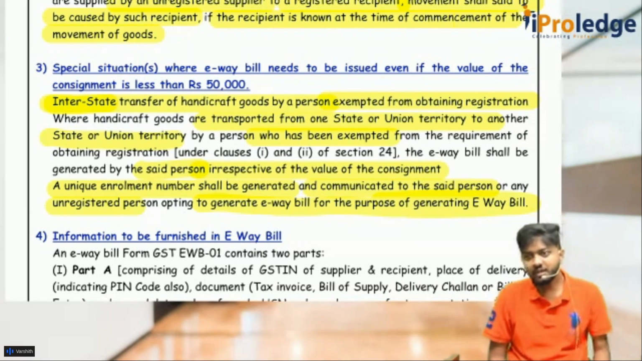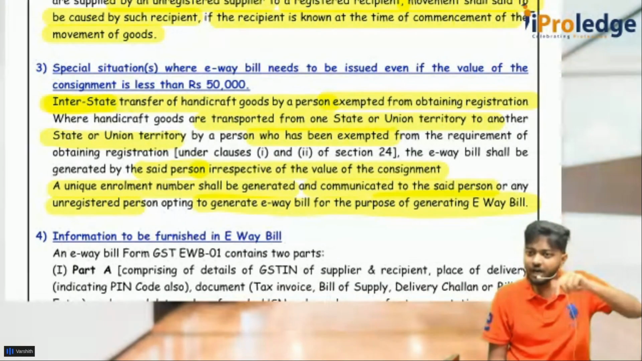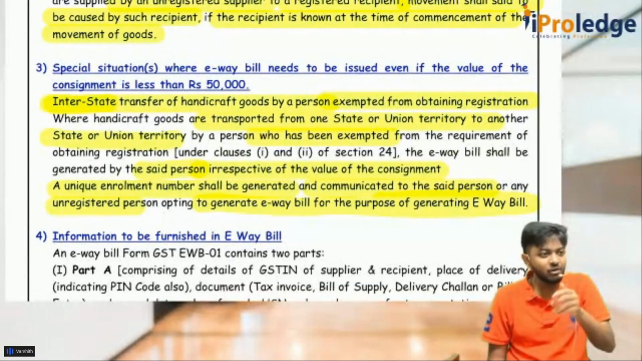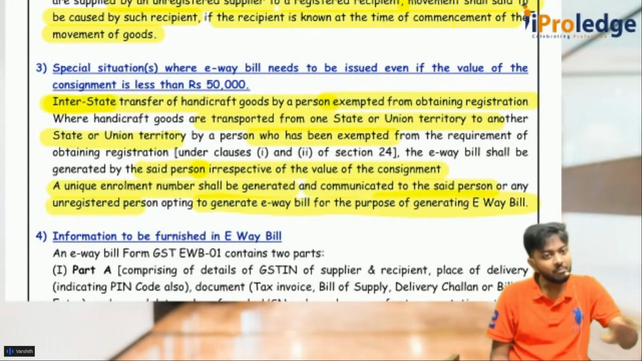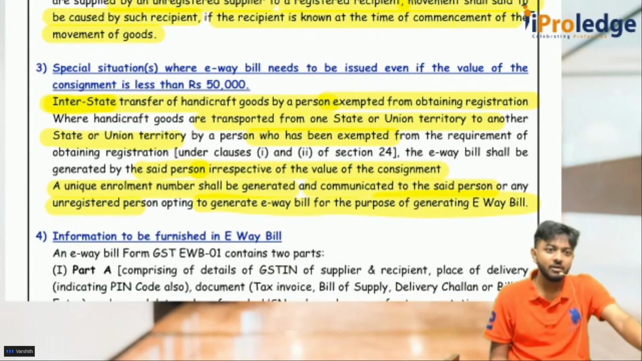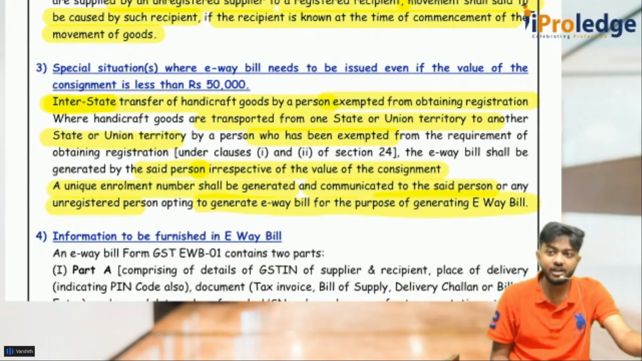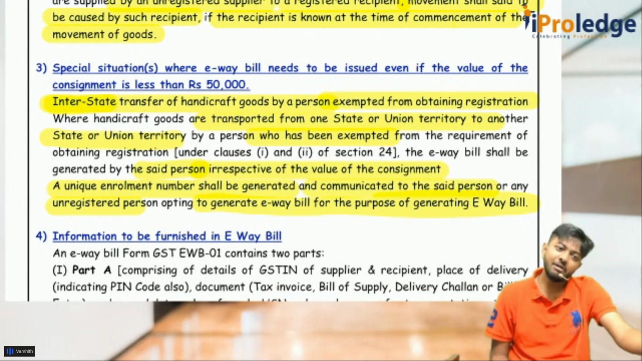For some other reasons, if he has taken registration, meaning he is liable for registration, then he is not exempted. That means the 50,000 limit will be applicable. If he is completely exempted, only under that clause, then only this rule is applicable: irrespective of 50,000, generate e-waybill. For whatever other reasons, if he has taken GST registration, then e-waybill provisions are applicable normally.